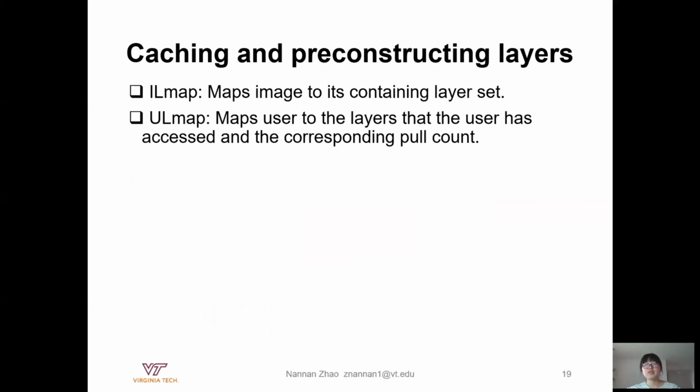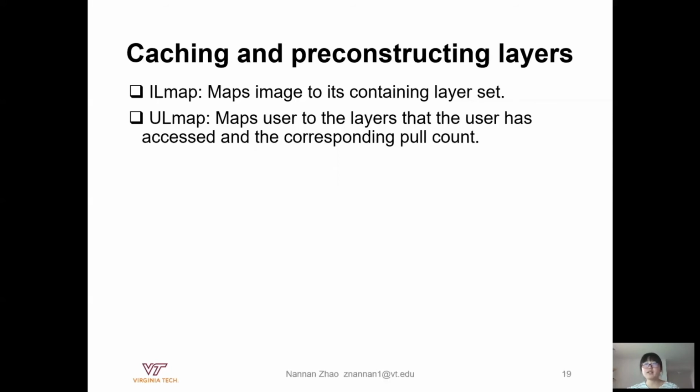To accurately predict the layers that will be accessed in the future, DupHunter keeps track of the image metadata and the user access patterns in two data structures. The RL map maps an image to its containing layer set. The UL map stores, for each layer, the layers the user has accessed and the corresponding pull count.